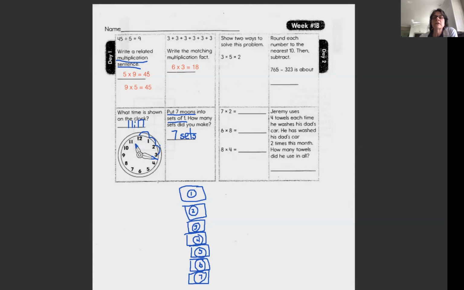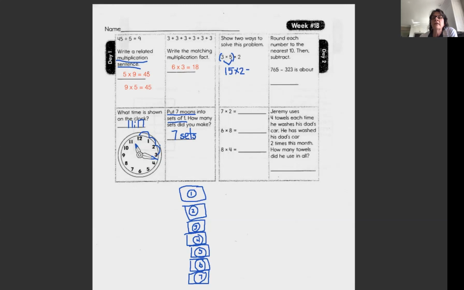Show 2 ways to solve this problem. Well, the problem is 3 times 5 times 2. There are 3 factors, okay? And I have to make a decision on what order I want to multiply them. So the first time, I'm going to group 3 times 5 with these things called parentheses. What are they called? That's right, parentheses. So when I put the parentheses on, that shows how I'm thinking. Which factors am I going to multiply first? So I put my parentheses around 3 times 5. 3 times 5 is 15. I still have to multiply by my last factor, which is 2.